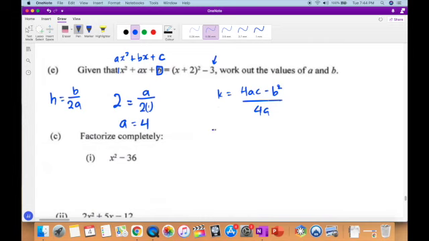K is negative 3 is equal to 4 times a. Remember, this ABC here is from the actual general formula, right? So this A is this one over here. This C is actually this B that I want to find. So I'll put B over there. Minus B squared. Well, B squared is this, and we saw that that is 4. So that is 4 squared all over 4, and we saw that this A is 1. So that is 1 over here.